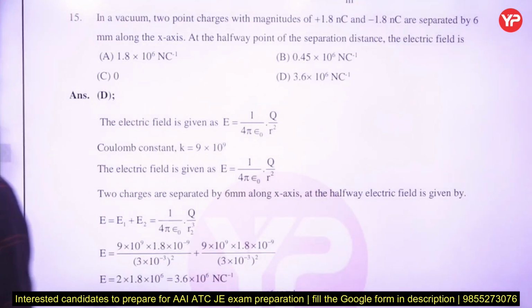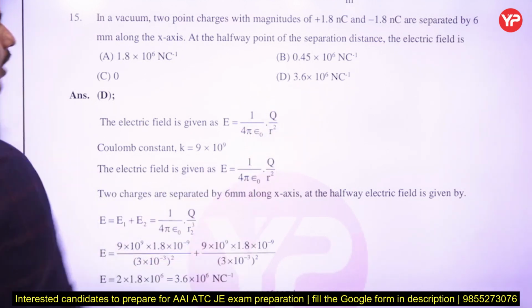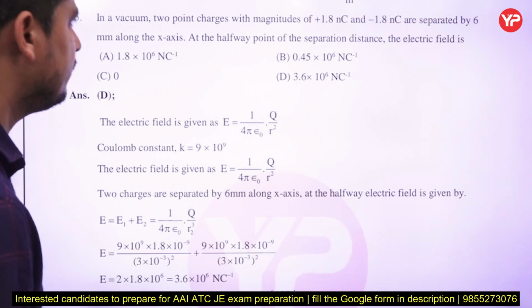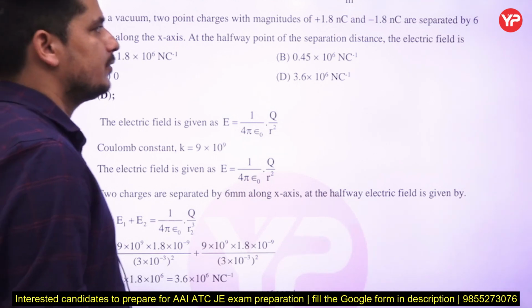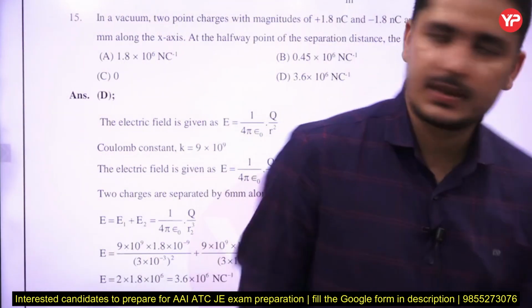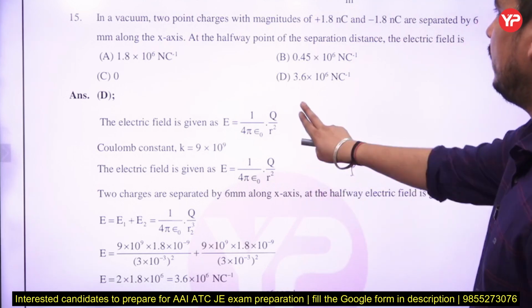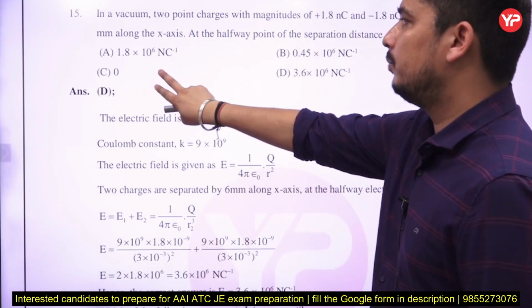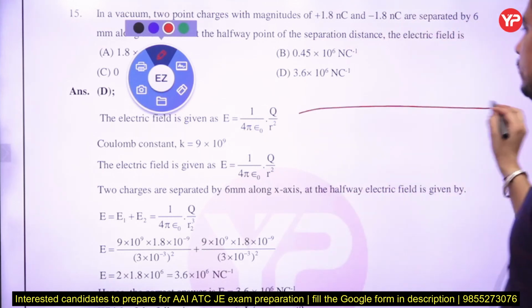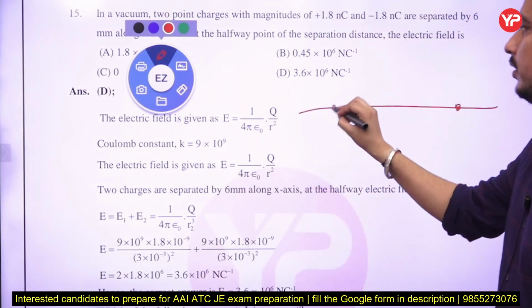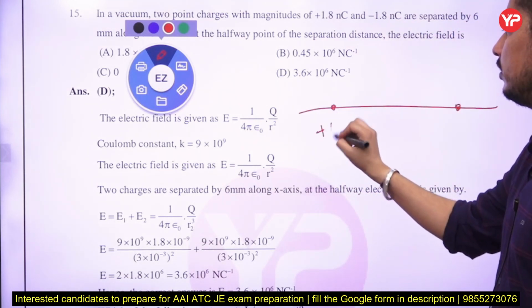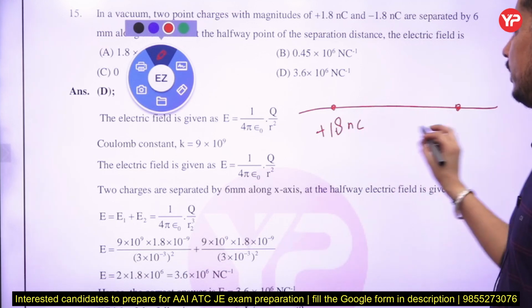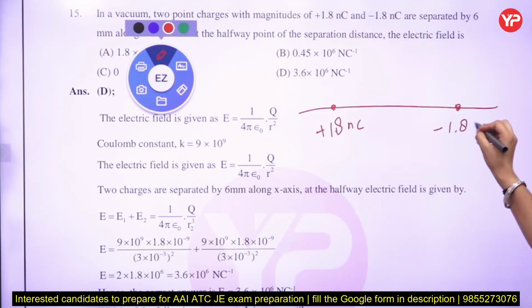Two point charges in vacuum of the magnitude given are separated by 6 mm along the x-axis. At the halfway point of the separation distance, the electric field will be. See, basically you have two charges, right? One has the magnitude 1.8, another has the magnitude of minus 1.8. It means we have two charges here, one is here, another one is here. That is having 1.8 nanocoulomb, that is having minus 1.8 nanocoulomb.